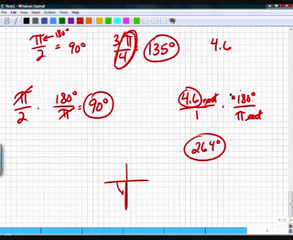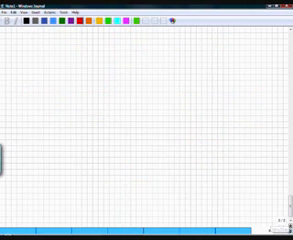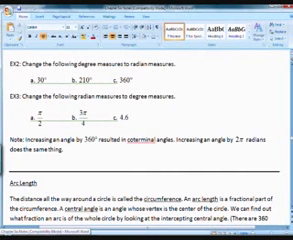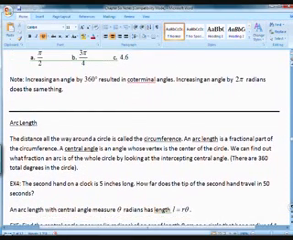We multiplied 4.6 times 180 and then divided your answer by pi. Note, increasing an angle by 360 degrees results in coterminal angles. Increasing an angle by 2 pi radians does the same thing. That's just a note. If something's in radians and you want to find the coterminal, you just add 2 pi instead of 360.